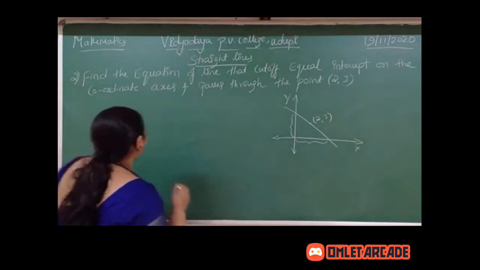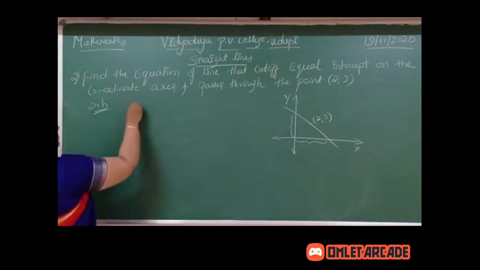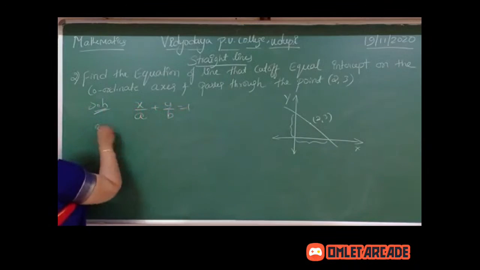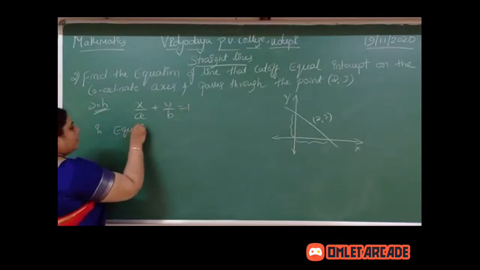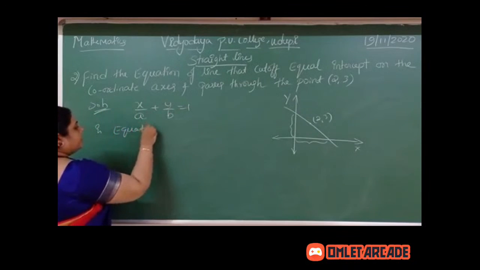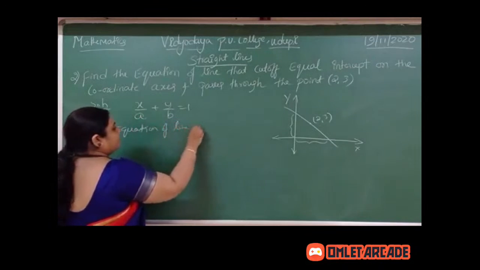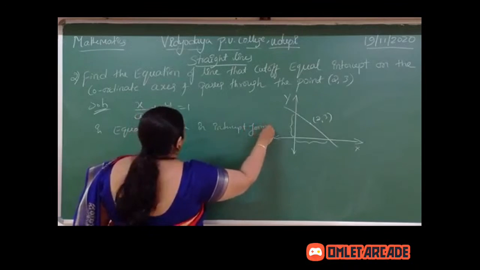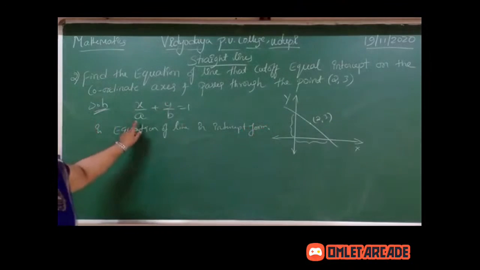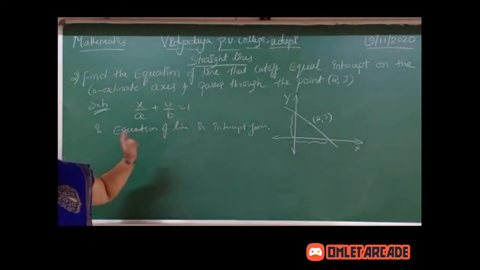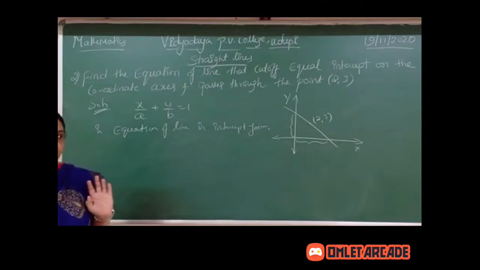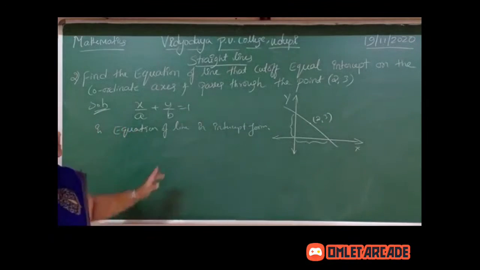Equal intercepts. We know the equation in intercept form. x by a plus y by b is equal to 1 is the equation of line in intercept form. Isn't it? You know this. And here you know the meaning of A and B. What is A and B? A and B are intercepts on x and y axis respectively. I mean A is x intercept and B is y intercept, isn't it?